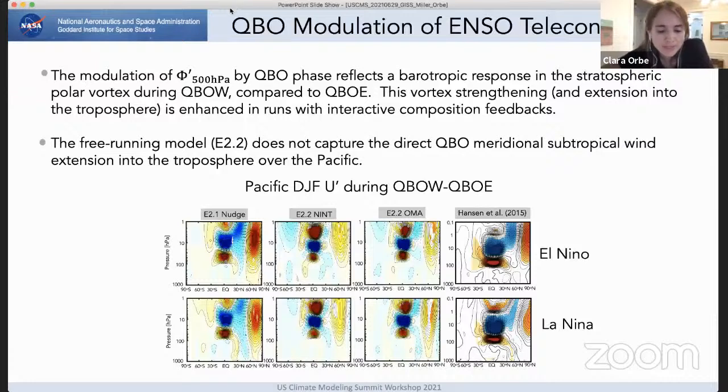So before passing this back to Ron, I'll just briefly comment. If you look at the leftmost bottom panel, we can see that even though I've been focusing really on the QBO vortex to tropospheric height anomaly connection, the QBO can potentially also influence the troposphere more directly through the direct extension of the westerlies into the troposphere. And that feature is not being captured in the free running model, which suggests a second point: before making any decisive statements about the role that the stratosphere plays in tropospheric predictability, we should really be questioning how these teleconnections are represented in models.